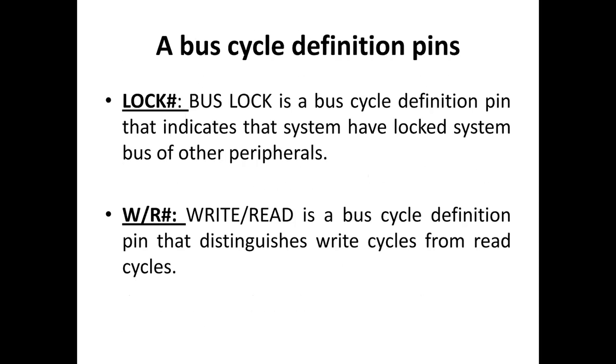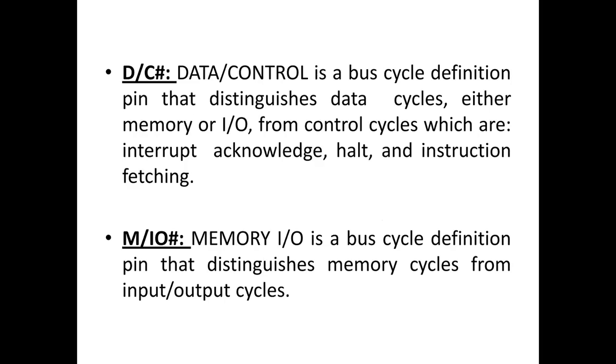Bus cycle definition pins. LOCK# is a bus cycle definition pin that indicates that the system has locked the system bus from other peripherals. W/R is a bus cycle definition pin that distinguishes a write cycle from a read cycle. D/C is a bus cycle definition pin that distinguishes data cycles, either memory or IO, from control cycles, which are interrupt acknowledge, halt, and instruction fetching. M/IO is a bus cycle definition pin that distinguishes memory cycles from input output cycles.